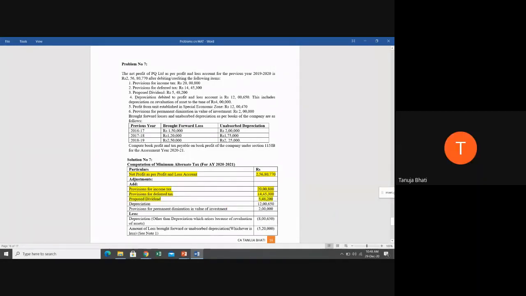Next, depreciation debited to the P&L account is 12 lakhs 650, and this 12 lakhs 650 includes depreciation on revaluation of asset, rupees 4 lakh. So from 12 lakhs 650, 4 lakh is relating to revaluation of asset. So 8 lakh 650 is relating to normal depreciation. Now tell me, students, how much should I add and what is the amount I have to minus?